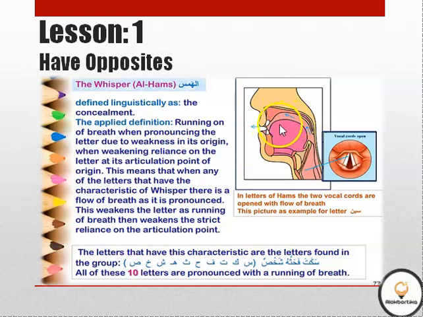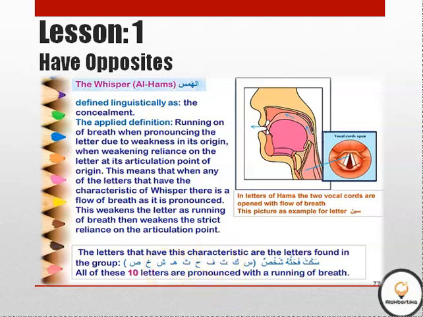Sin, here is the makhraj of sin, and because of the flow of breath, it weakens the letter itself. There are 10 letters in this group: sin, kaf, ta, fa, ha, tha, ha, shin, kha, sad. There is a phrase given to remember the 10 letters: sakatu, fahathu, shakhsun, or it can be said fahathu shakhsun sakatu. So these are the 10 letters in the hams group.